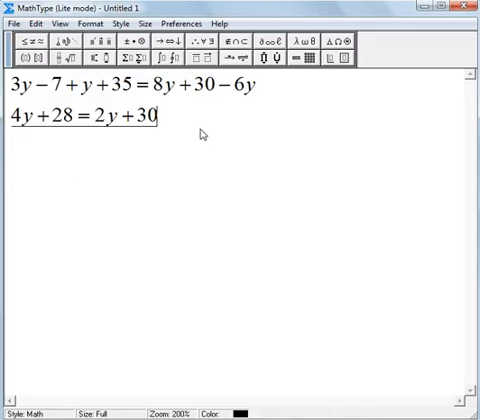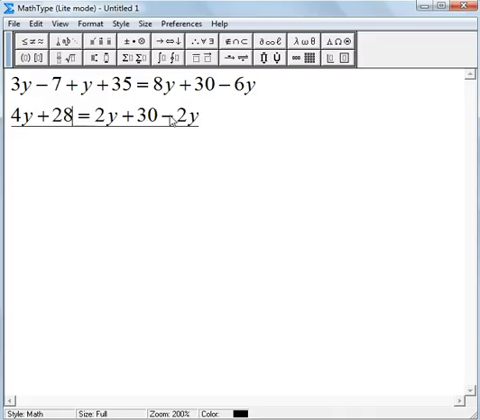side of the equation. The next thing I want to do is isolate the variables on the left side. I want variables only on the left side of the equal sign. So to do that, I need to first get rid of the 2y on the right side of the equation. So what I'm going to do now is undo adding 2y. And to undo adding 2y, I need to subtract 2y on the right side of the equation.